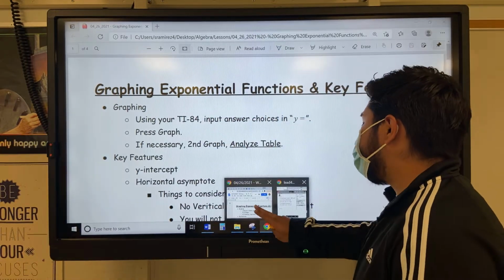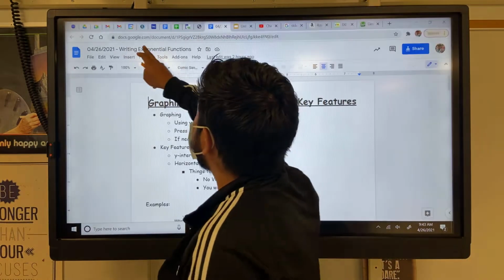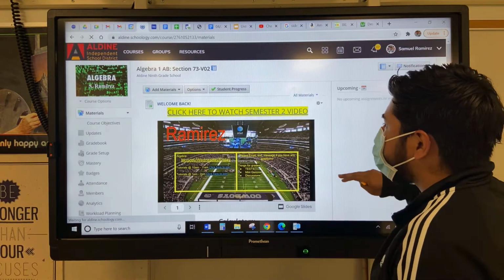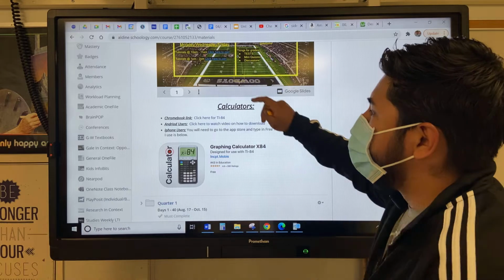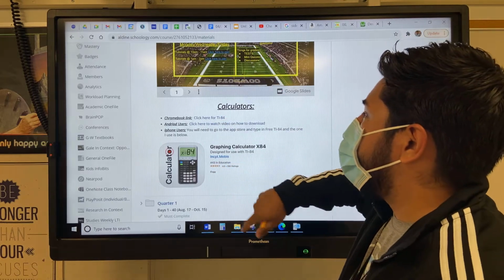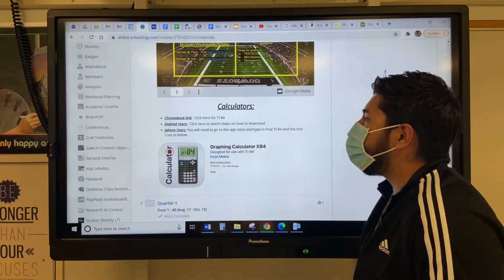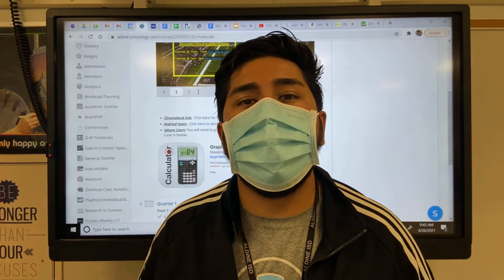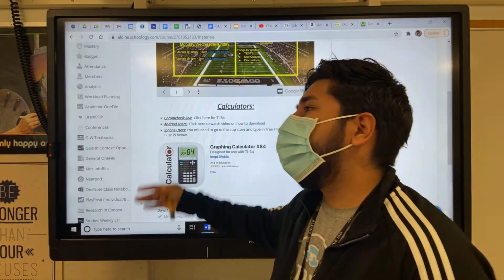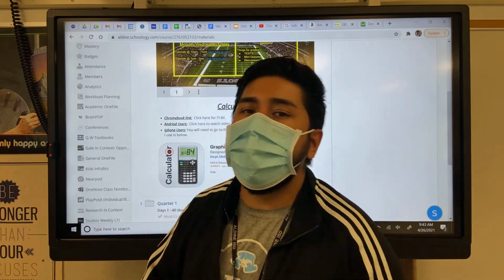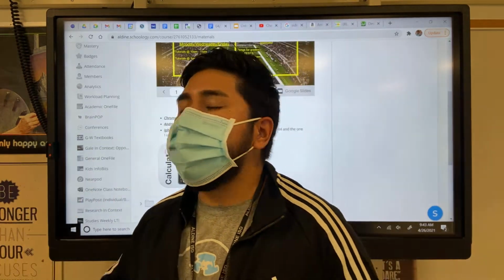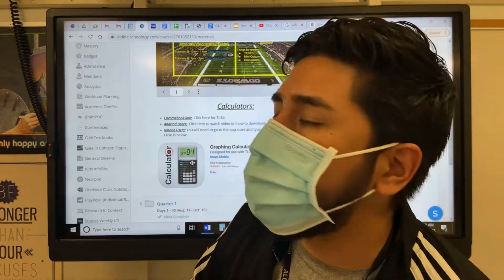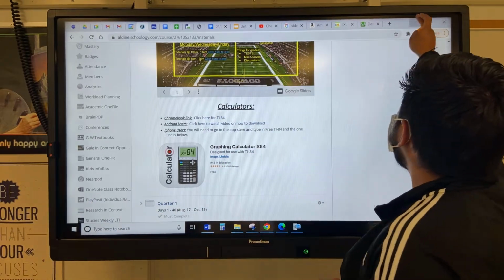Sir, but how do I get to the calculator? If you don't know how to get to the calculator, I've mentioned it a bunch of times already. Here on the front page. If you have a Chromebook, boom, click that. If you have an Android phone, boom, click that. If you have an iPhone, boom, get that app. You'll have the TI-84. Sir, what if I don't have any of those things? Then shoot, ask your parents for the phone. Do anything possible to try and get your hands on a calculator so we can see what we can do to help you. All right.